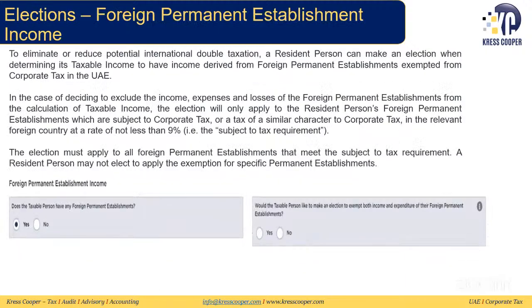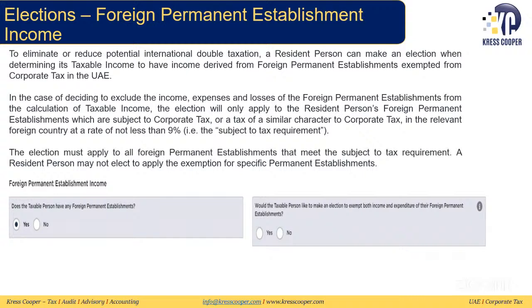Then under the election, we have the last election, which is for foreign permanent establishment income. So only if you have a foreign permanent establishment, a resident person has a foreign permanent establishment, then, just to reduce the potential international double taxation, what they are asking is that if you want, because you're already going to be taxed in that foreign jurisdiction as well, you can make an election to have the income and expenses excluded from your income and expenses for UAE corporate tax purposes and to have this exemption.